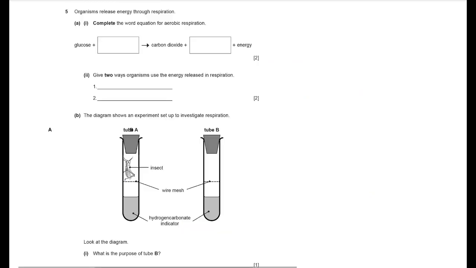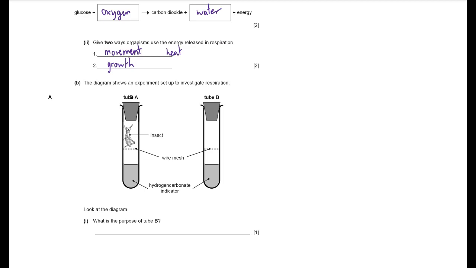Now this is a question which is sort of crossing over the respiration and what we've just done. So organisms release energy through respiration. Complete the word equation for respiration. Again, pause it here, see if you can answer it. So glucose plus oxygen produces carbon dioxide plus water plus energy. Give two ways organisms use the energy released in respiration. For movement, growth, for heat.